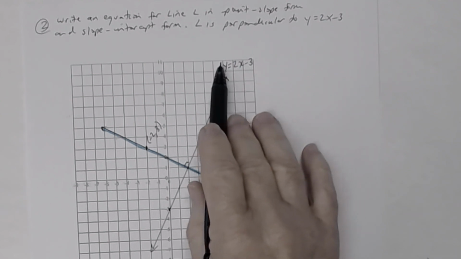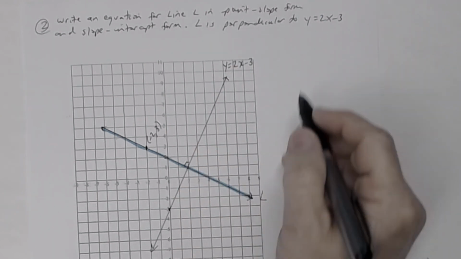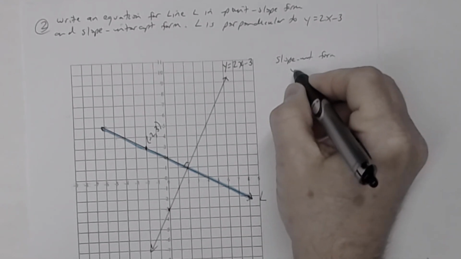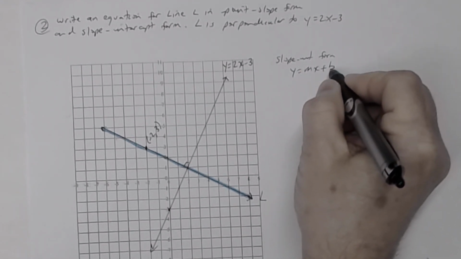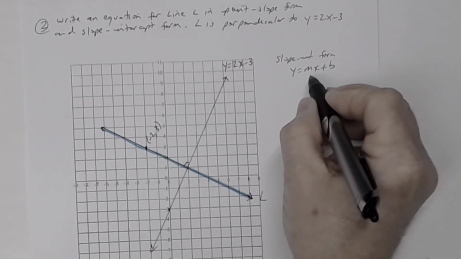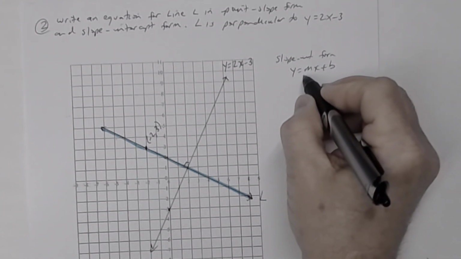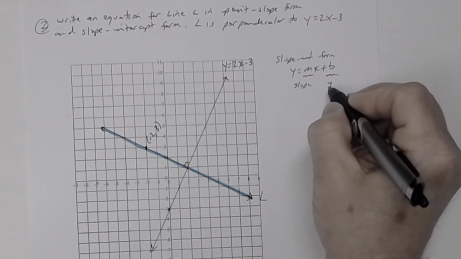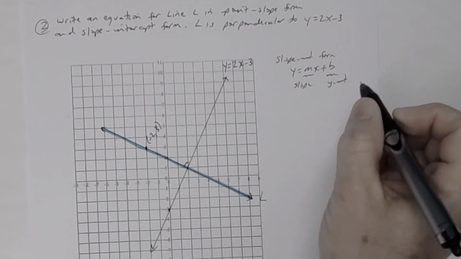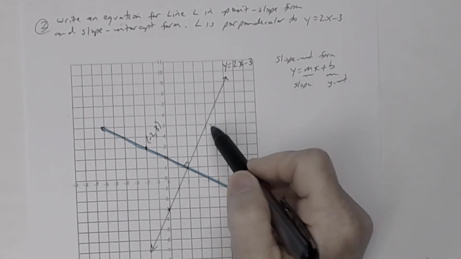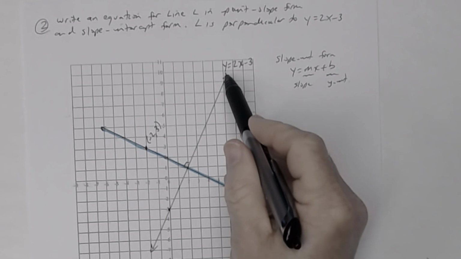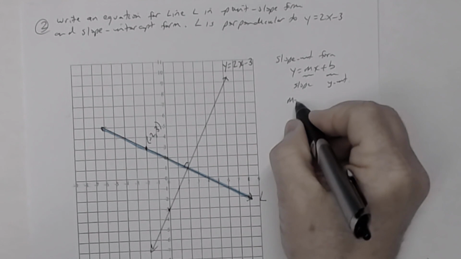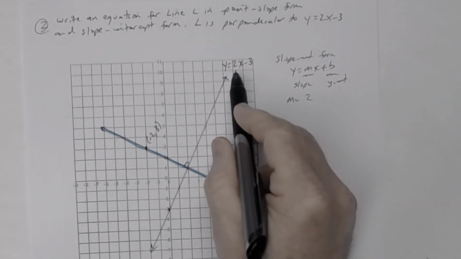Notice again that this is in slope-intercept form. So remember, slope-intercept form is y equals mx plus b. And once it's in slope-intercept form, once you get y by itself, you now know the slope and you know the y-intercept. In particular, the slope of this line that you're given with the equation y equals 2x minus 3 is 2, the coefficient of x.